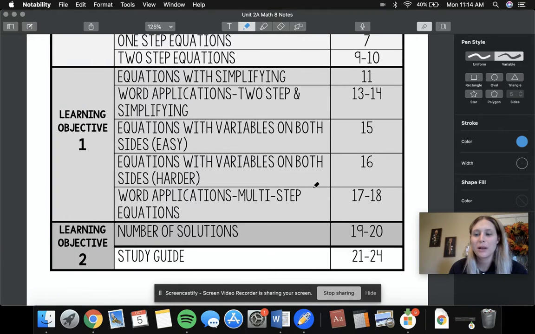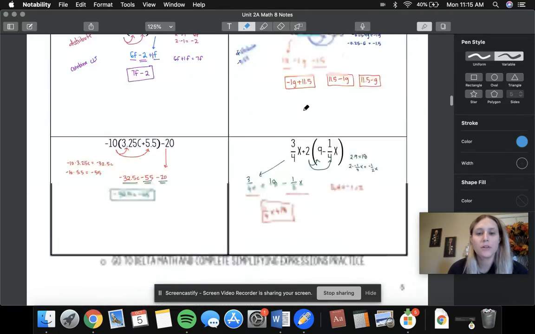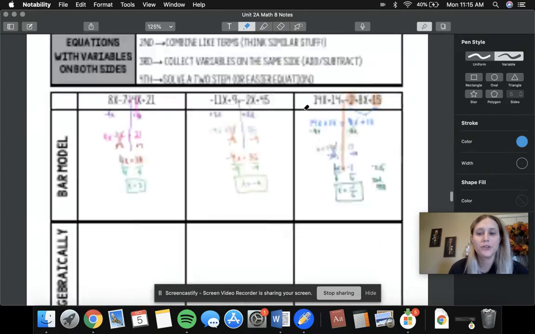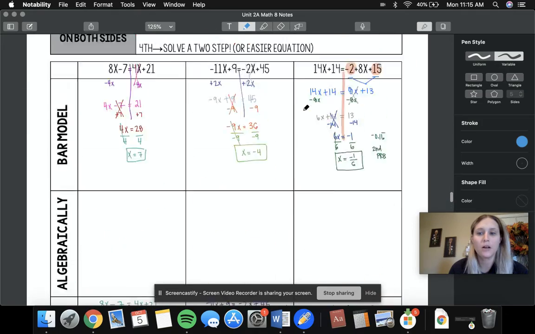Hey, today we're going to talk about some word problems with variables on both sides. But first, we are going to talk about page 13 and 14. I asked you guys to try 3 problems. So we're going to go ahead and first go to page 13 in your notes. And so you should be getting this out as well.